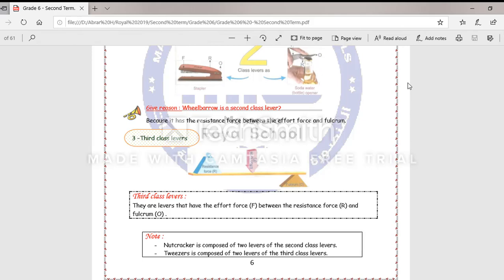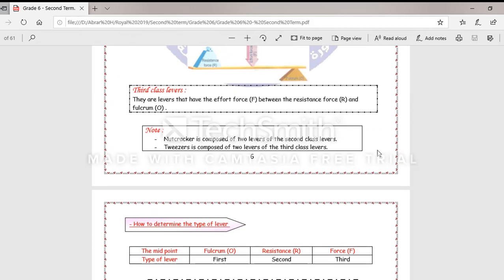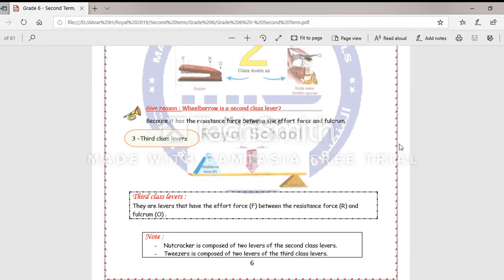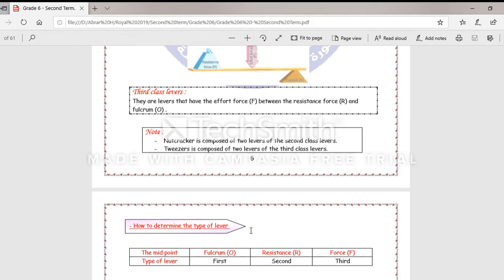So the third class levers are levers that have the effort force between resistance force and fulcrum. Like what? The third class levers, like the ice holder, the hockey bat, the manual broom, tweezers, sweet holder, fishing tool. All of these levers are third class levers. Why do we call them third class levers? Because they have the effort between resistance and fulcrum. Tweezers is composed of 2 third class levers.